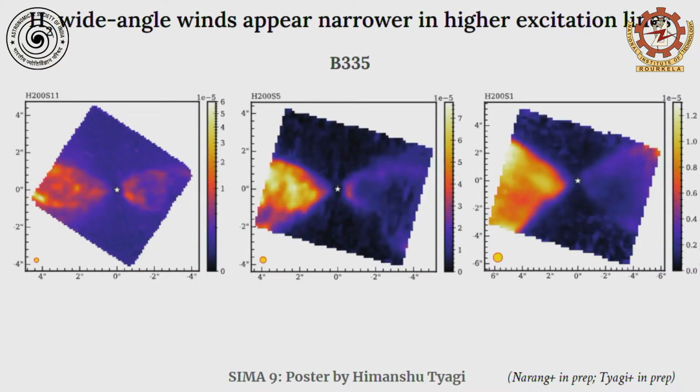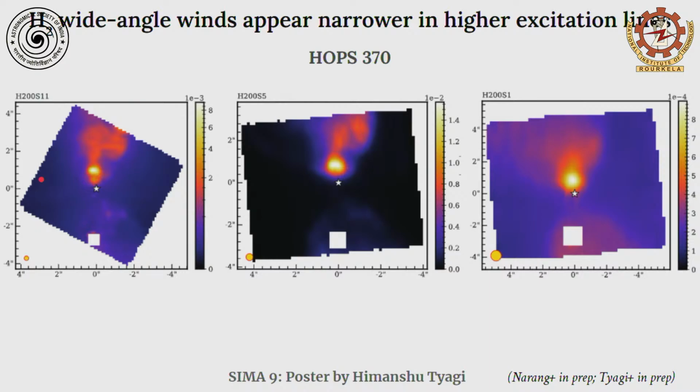So higher excitation lines have smaller opening angle, or are narrower. We see the same trend in other sources too. So this is the lowest excitation hydrogen, the S1 line, then this S5 line, and S11 line. So progressively it gets narrower. Same for HOPS 370.